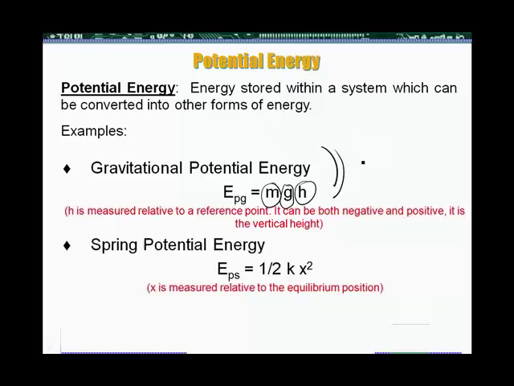Now, if I have something here relative to ground, let's say it is 1 meter above ground and it has a mass of 1 kilogram, so now its gravitational potential energy relative to ground is going to be 1 kilogram times 10 meters per second squared times 1 meter. So it's going to be 10 joules.